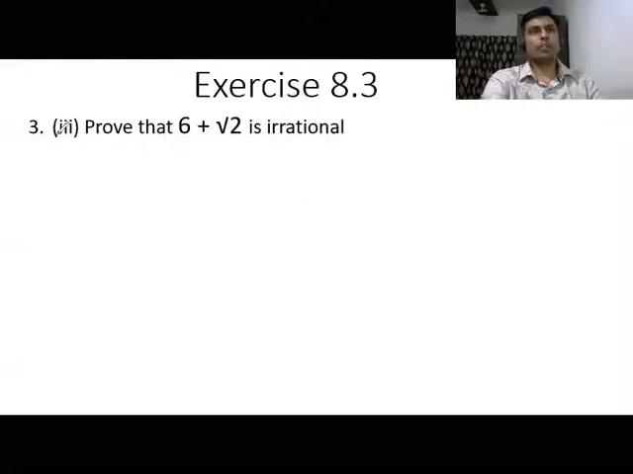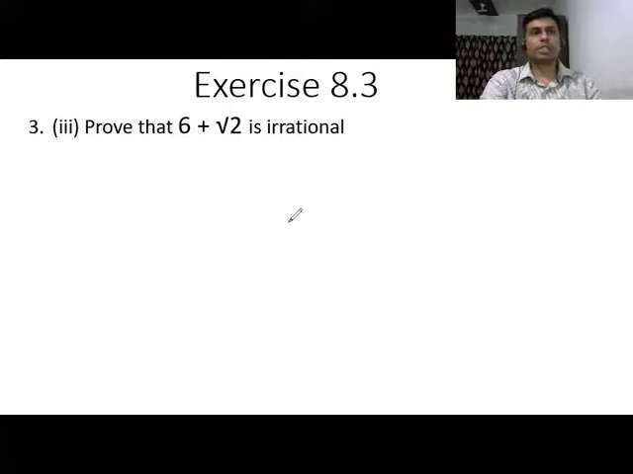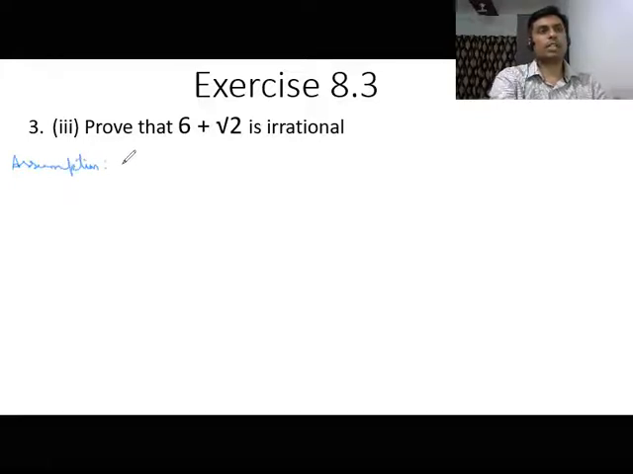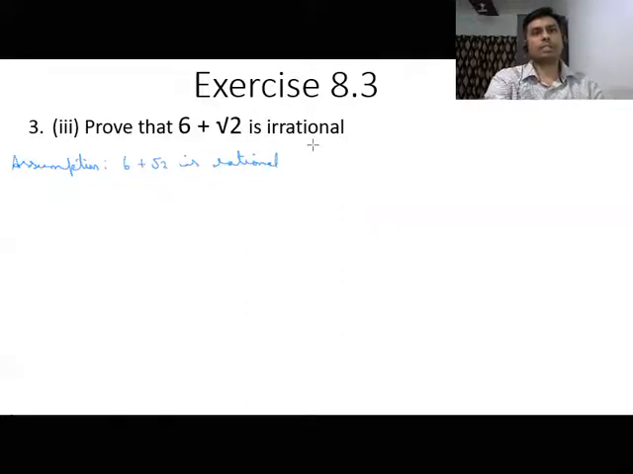Welcome back. Now we are going to the third subsection of the third numerical in the third exercise of real numbers. Question is, prove that 6 plus root 2 is irrational. So again, we start with an assumption. The assumption that we are going to make is 6 plus root 2 is rational.